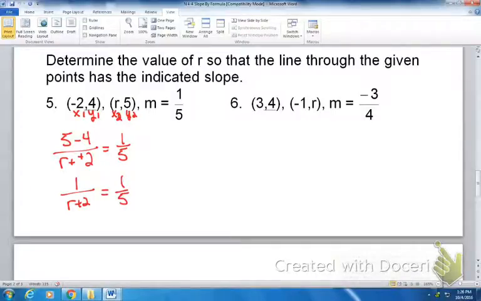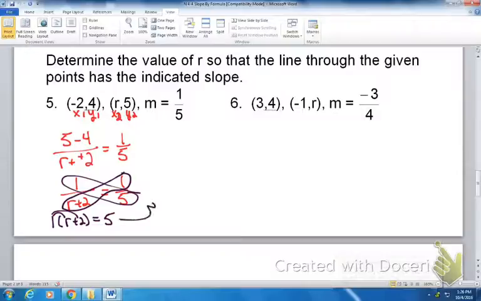Now, guys, this is where something called cross multiplication can really help you. I'm going to multiply the numerator of one side times the denominator of the other. So I have 1 times r plus 2 equals 5 times 1, which is 5. Now I can distribute this 1. 1 times r is r, 1 times 2 is 2, and that equals 5. Then I just subtract 2 from both sides, and I get that r equals 3, and that's our answer.